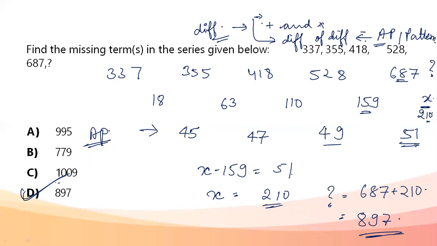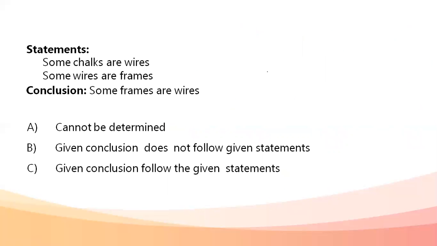So basically, difference of difference needs to be considered many times. The series can be solved using that also. Next question. Some chalk are wires, some wires are flames. Conclusion is some flames are wires.